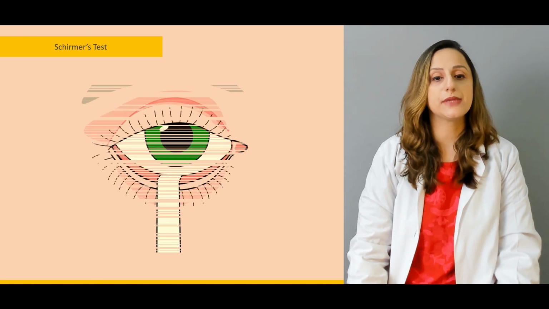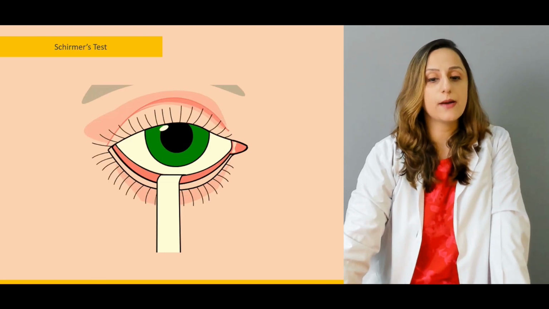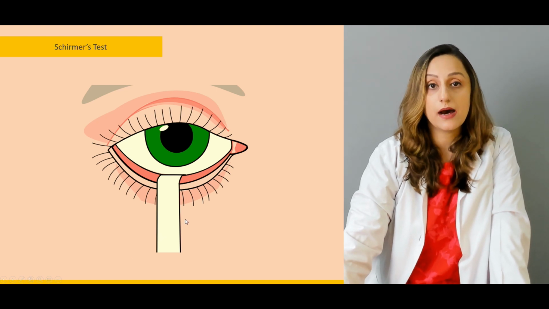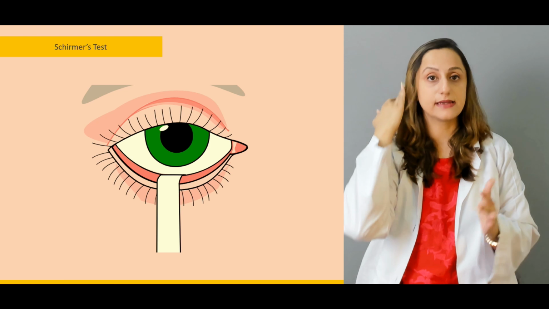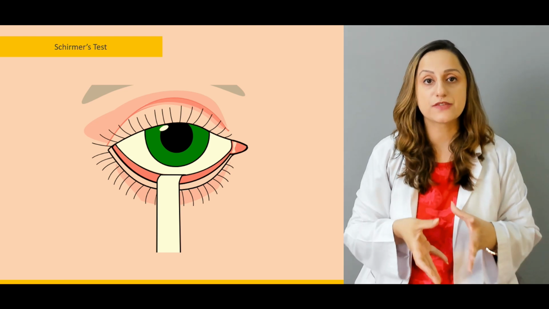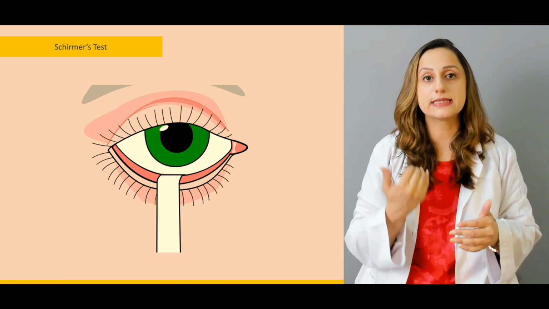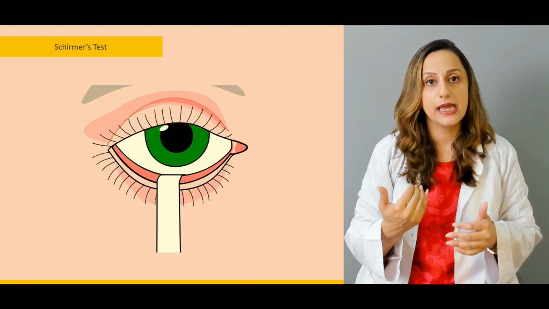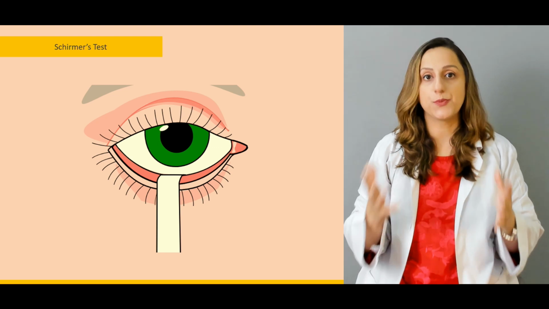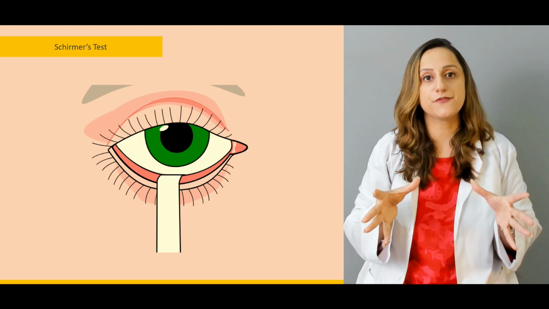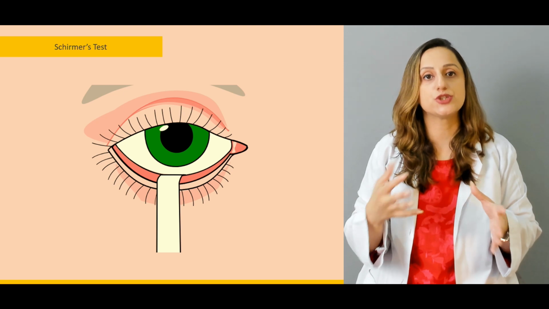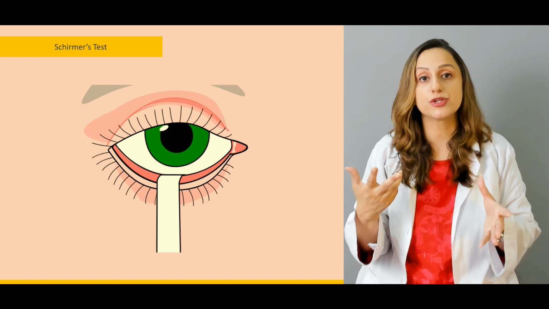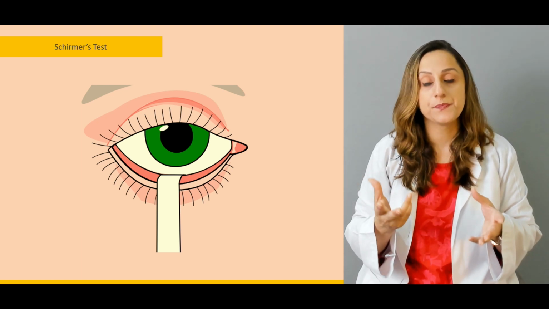What is basically happening over here is we just put in filter paper that is almost 35 by 2 millimeters, that is the length and the width of this filter paper, and we place it into the lower conjunctival sac, into the lower fornix. Then we ask the patient to look upward and not to blink abruptly during this procedure, because that is going to increase the lacrimation process.